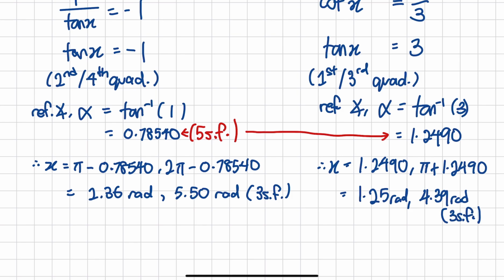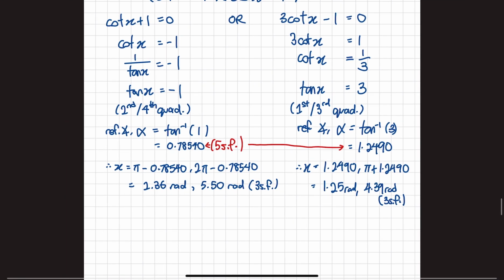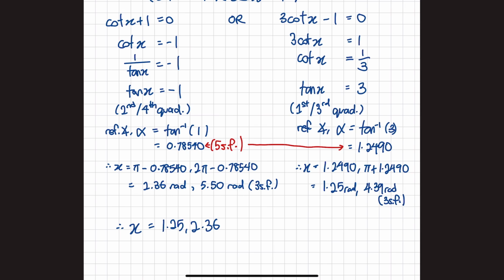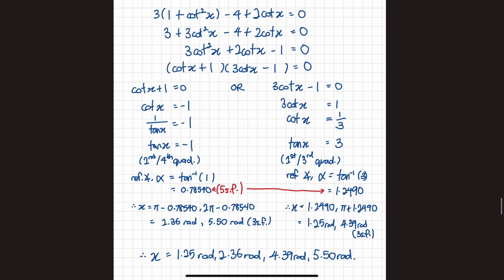Okay, so therefore make a final answer statement. You see that there are 4 possible x answers. So therefore, final answer is simply, x can be, we write from smallest to biggest, 1.25 radian, maybe I write the radian measure here so that we are clear that this is in radian, 2.36 radian, 4.39 radian, and the last one is 5.50 radian. Alright, and we have solved this question.